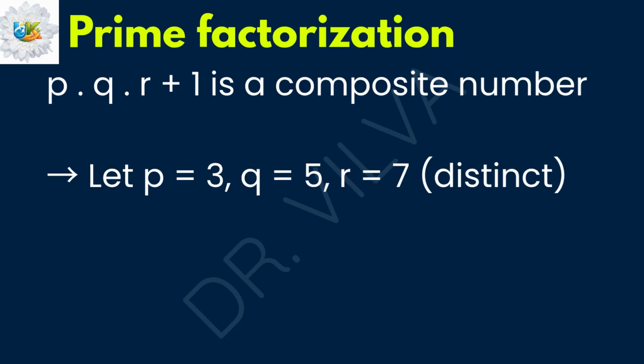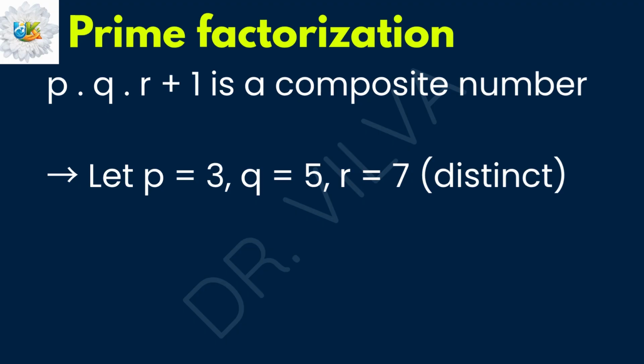First scenario, PQR plus 1 should be a composite number. Let us choose 3 small distinct primes. I have tried a few combinations of prime numbers and I am sharing the final answer with you. You can try with some other numbers also. Here you will have multiple answers.